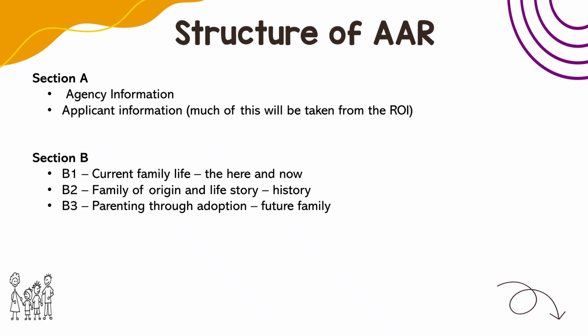In terms of the structure of the R, what are we talking about? Well, at the front of the document is the agency information, and then you've got the applicant information, and much of this will be taken from the registration of interest. And then we go into section B, and it moves through the story of the family, beginning with the current family life, the here and now, then moving to family of origin and life story, and then finally finishing with parenting through adoption.